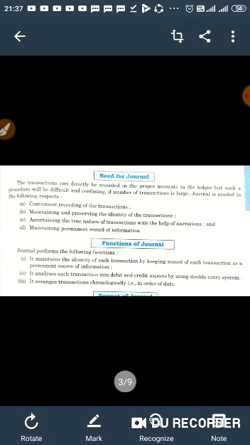Now, what are the functions of journal? The first function is that it maintains the identity of each transaction by keeping a record of each transaction as a permanent source of information. Second, it analyzes each transaction into debit and credit aspect by using the double entry system. And third, it arranges the transactions chronologically in order.